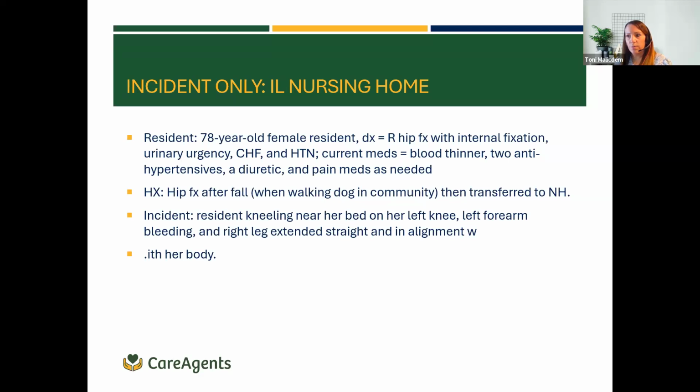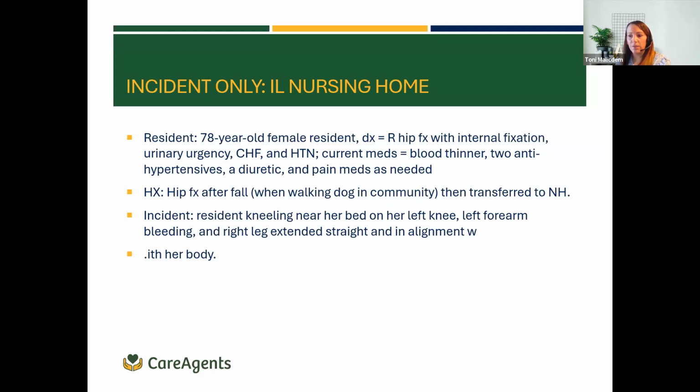Illinois nursing home, there was a 78-year-old resident that had a diagnosis of right hip fracture with internal fixation, urinary urgency. She had CHF, hypertension. So her current meds included a blood thinner, two antihypertensives, a diuretic, and pain meds as needed. The resident originally fell in the community when she was walking her dog, where her foot got tangled in the leash. She ended up breaking her right hip, again in the community. After she discharged from the hospital, she came to the nursing home for rehab.